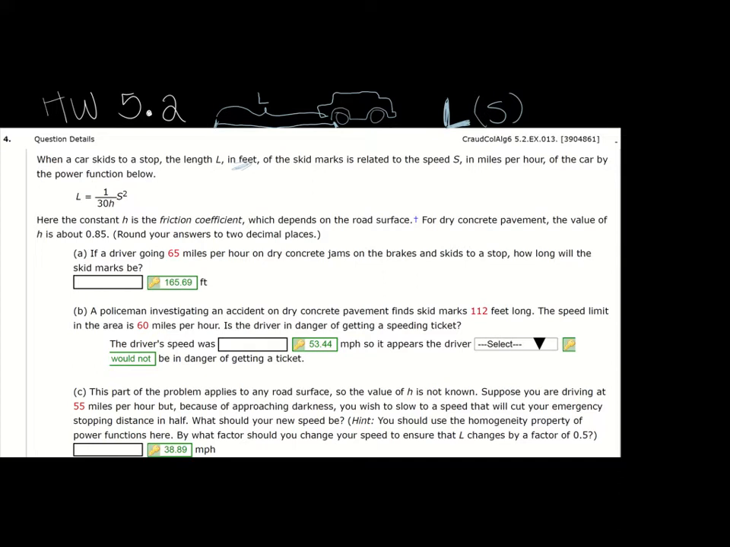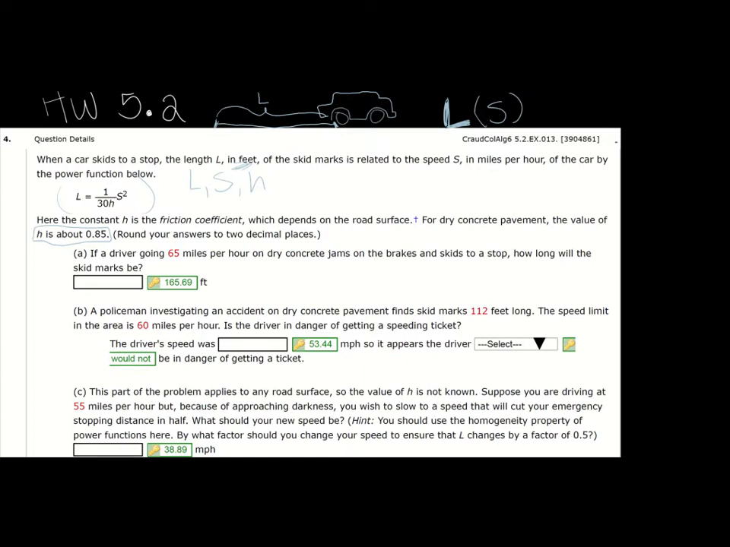All right, so let's look at the power function that they gave us. Straight away, I see a little bit of a problem that I want to address. Maybe it stopped you in your tracks when you were working this problem. What I have is 1 divided by 30 times h times s squared. I count 3 different letters here: an L, an S, and an H. But if you keep reading, you'll see that H is actually a constant. It's not a variable. That reduces the difficulty of the problem because we're really just dealing with L as a function of S, not S and H.